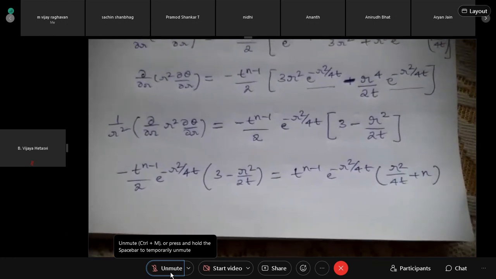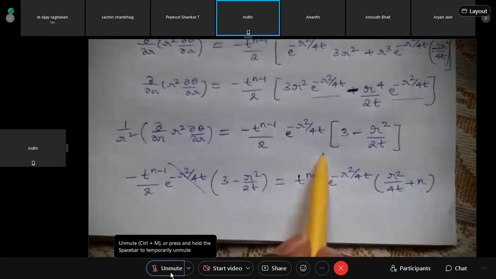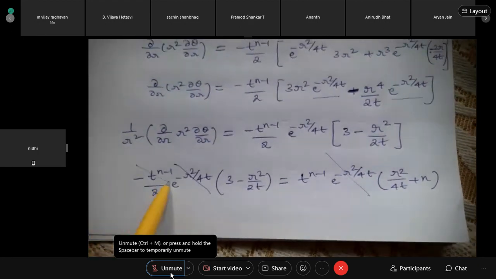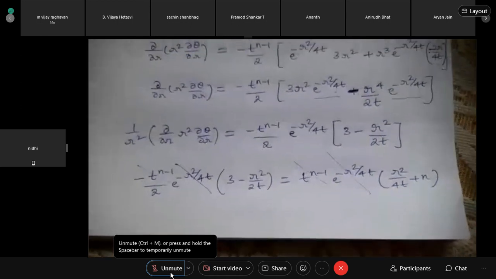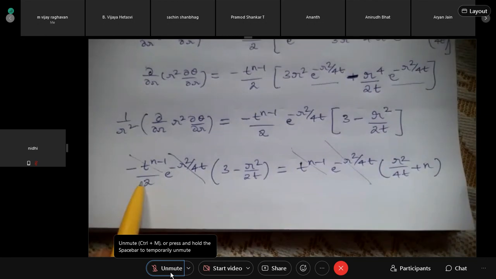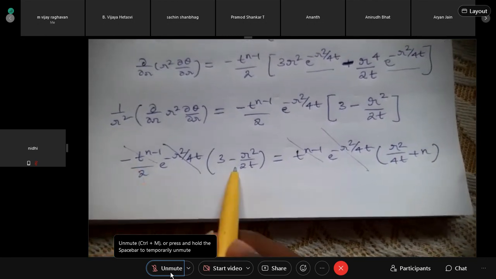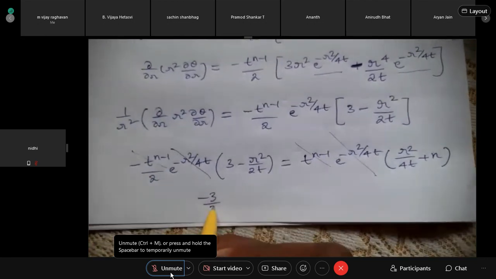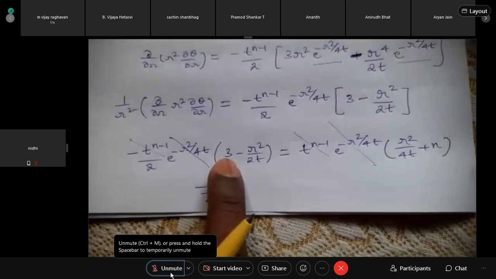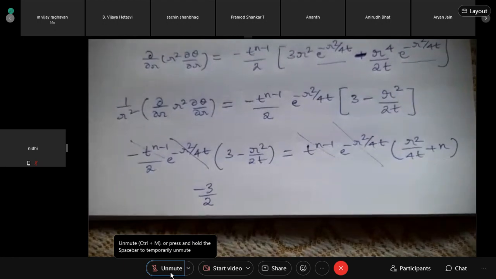T to the power of n minus 1. This term can be cancelled, right? Can I also cancel t power n minus 1 on both sides? Yes, sir. Now you see what is remaining here. Is it just minus 1 by 2 multiplied by this term? Can I say minus 3 by 2 now? If I take minus 1 by 2 inside, will it become minus 3 by 2?